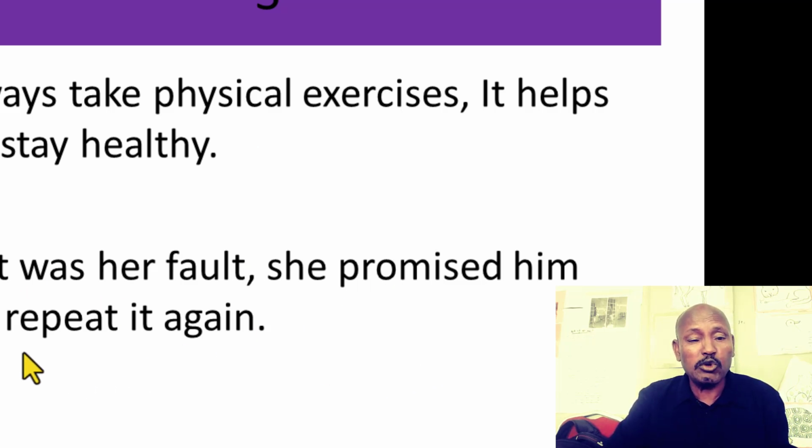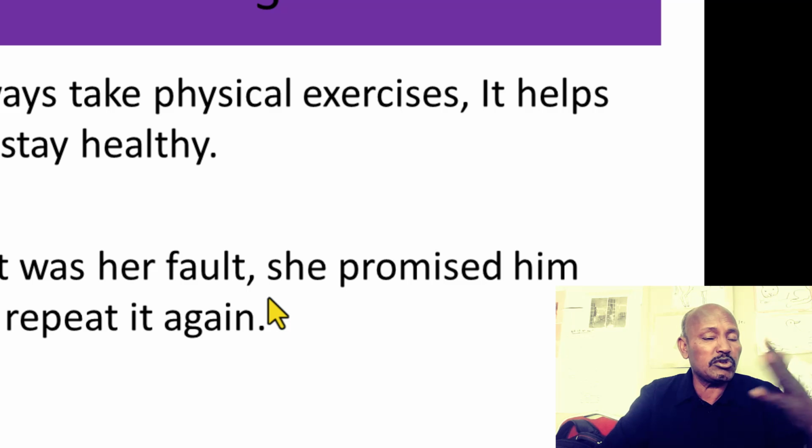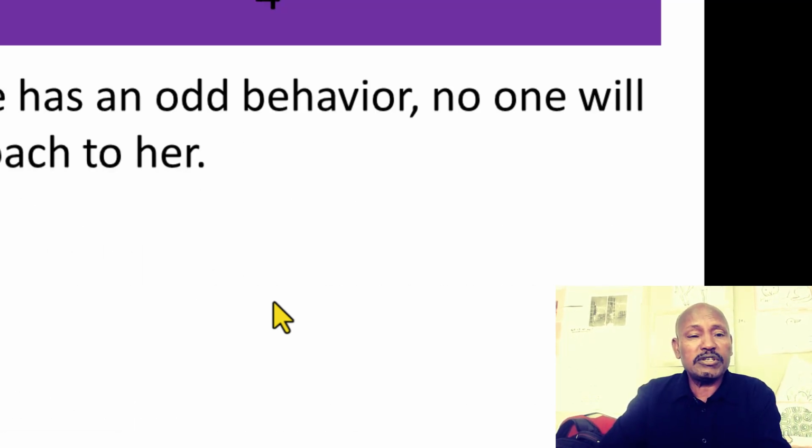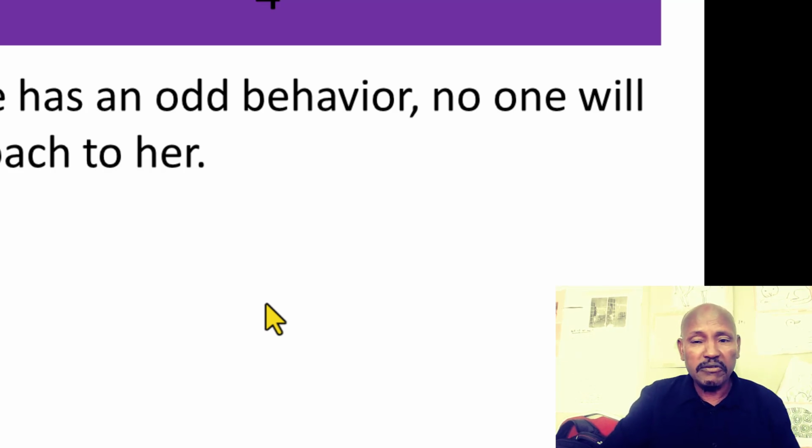That was her fault, she promised him not to repeat again. This is the same sentence error, which is comma splice. That was her fault, so she promised him not to repeat again. Or, that was her fault. Full stop. She promised him not to repeat again. Or, that was her fault; as a result she promised. You might use one of the ways of correcting. The type of sentence error, as I told you before, is comma splice.